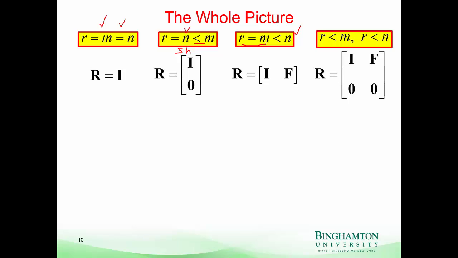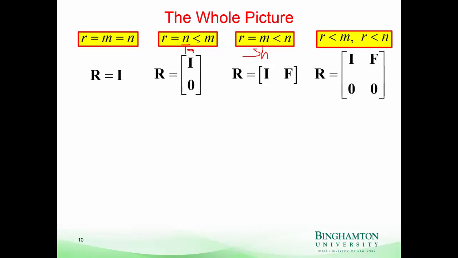Oh wait, did I have that right? No, sorry, I got that backwards. N is the number of columns, so I have fewer columns than rows. So this is the tall matrix case. I'll just put TA. And this is the short matrix case. I'll just put SH.